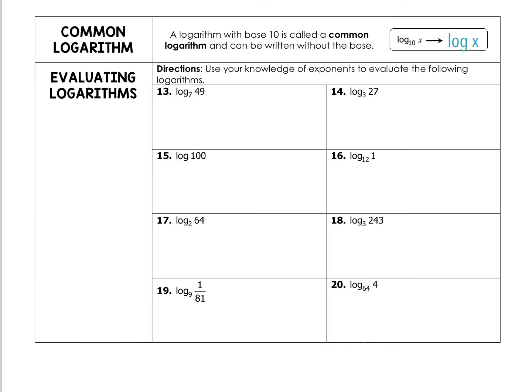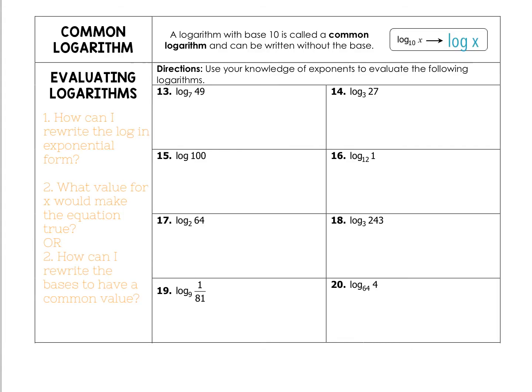All right, so when I'm thinking about evaluating logarithms, as I move into solving these logs to find the values, I have some guiding questions I can use. So the first one is, how can I rewrite the log into exponential form? So it's going to help me solve it. And then there are 2 ways to think about it. Some of them are kind of obvious, and so we can use our intuition, and others are a little trickier. So if we can use our intuition, what value for x would make the equation true? Or how can I rewrite the bases to have a common value, pulling on what we did yesterday?